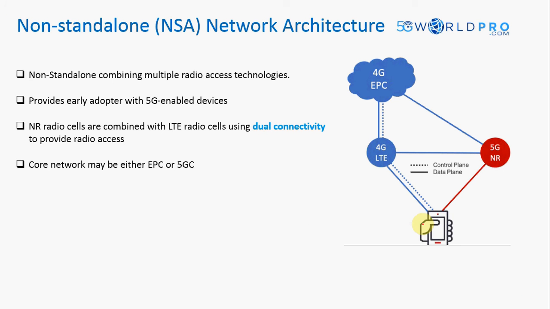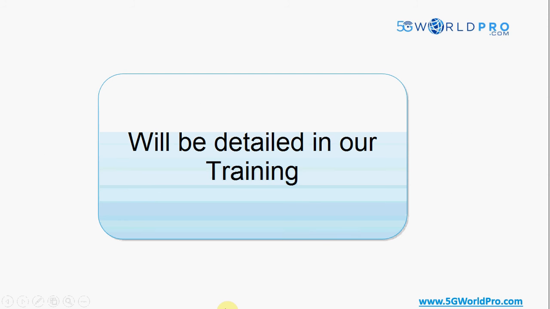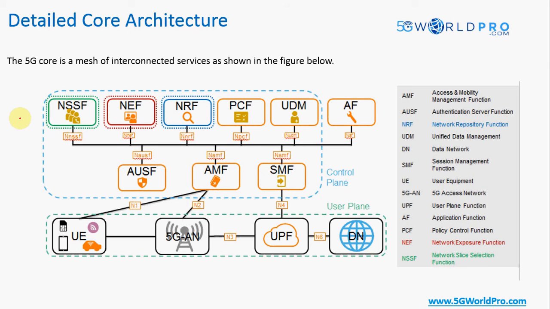So let's focus on the non-standalone network architecture. As we have seen, the NSA architecture combines multiple radio access technologies, in this case 4G and 5G. Here is the detailed core architecture with different network functions. And as you can see in this figure, the 5G core is a mesh of interconnected services.